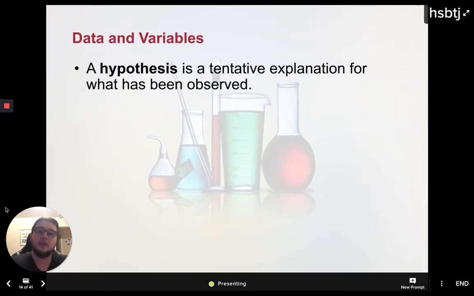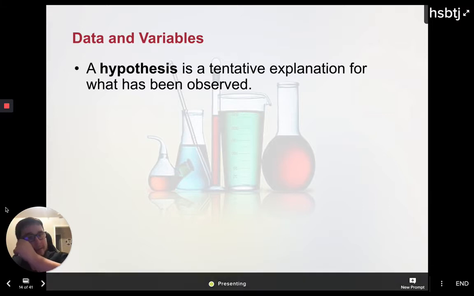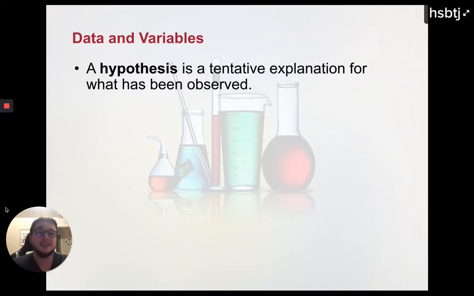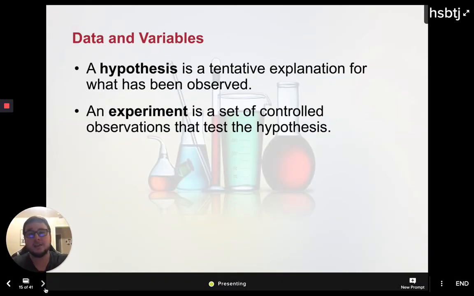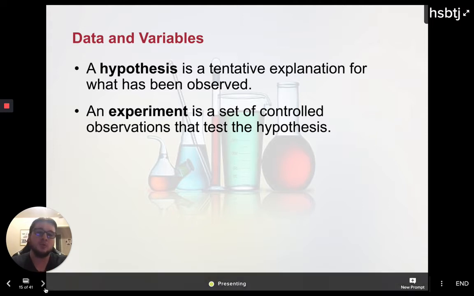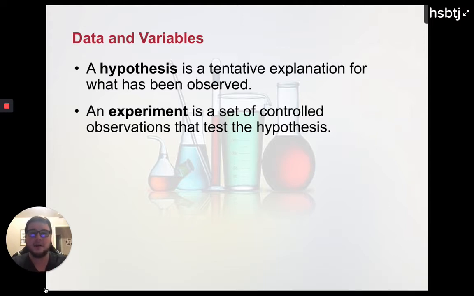Okay. Whenever we do experiments, we make hypotheses. A hypothesis is a tentative explanation. Tentative just means that it could change, but that's the explanation that we're going with at this moment for what has been observed. That's a hypothesis. And an experiment is just a set of controlled observations that test that hypothesis.